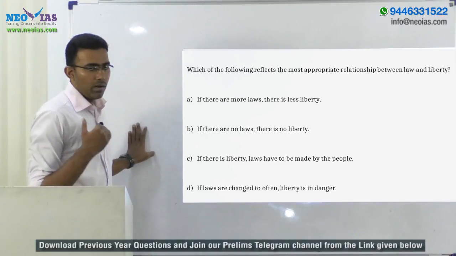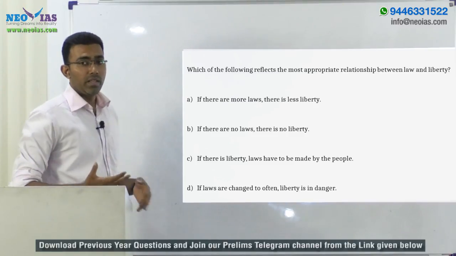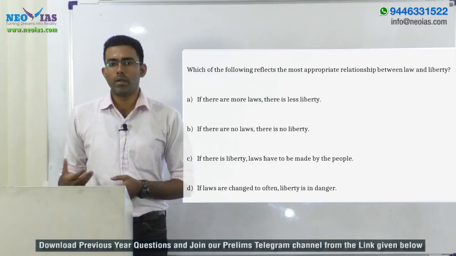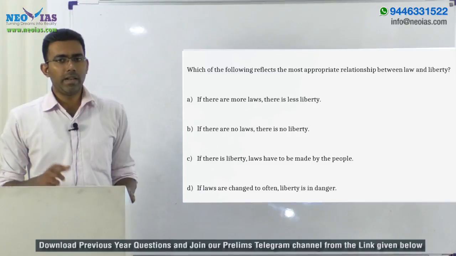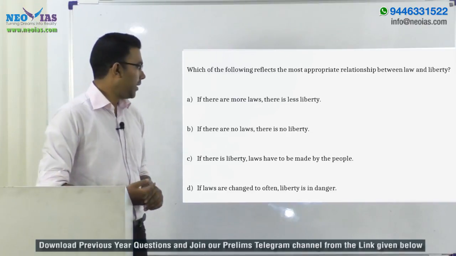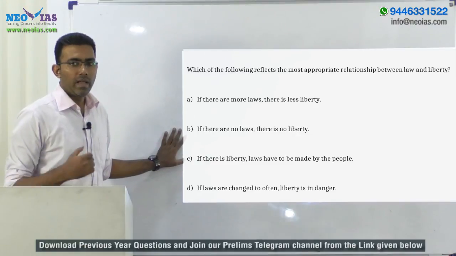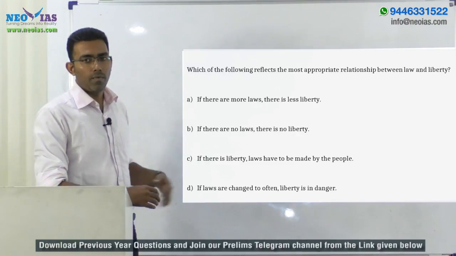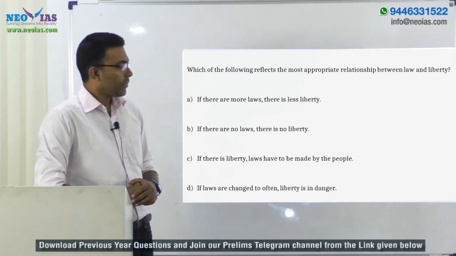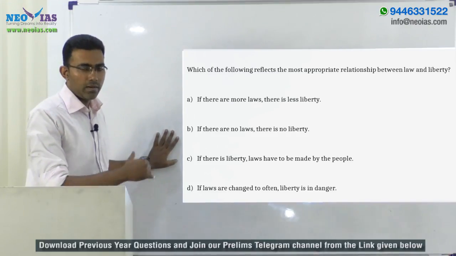So here we will consider one by one. First statement, if there are more laws, there is less liberty. Again, do you think if there are more laws, there will be less liberty? In fact, there will be clarity in how this liberty has to be exercised by the executive. So it necessarily need not result in less liberty, it can also result in more liberty. So option A can be eliminated. Option B, if there are no laws, there is no liberty. Again, if there is no law, then everyone would be exercising their liberty more than is required, which ultimately leads to chaos and results in no liberty at all. Even if you don't know, just neglect it and go for the next one.